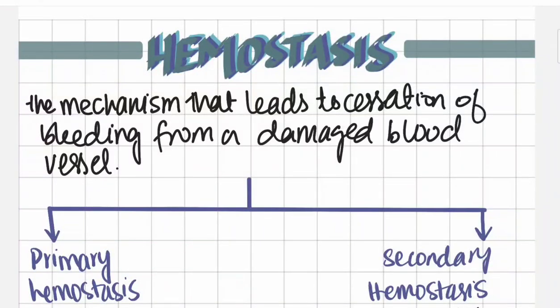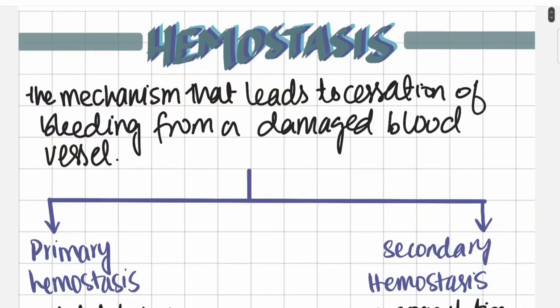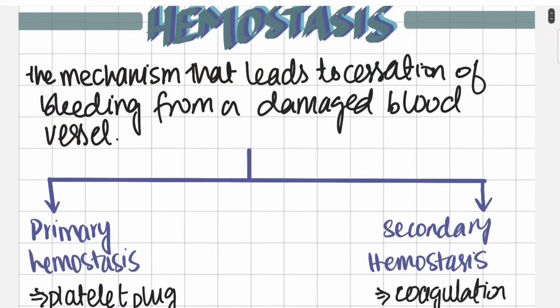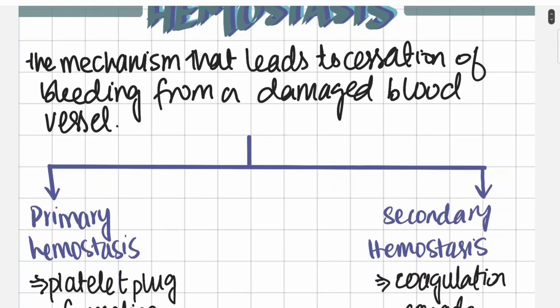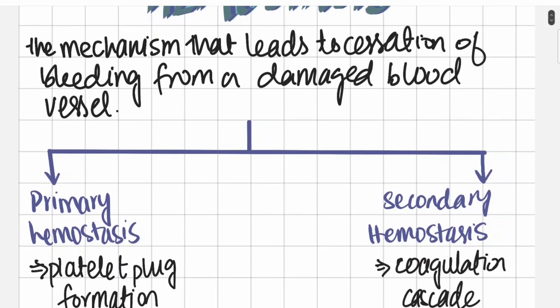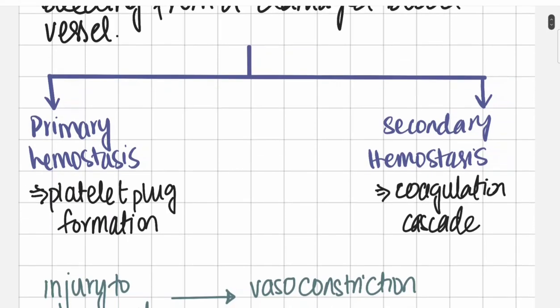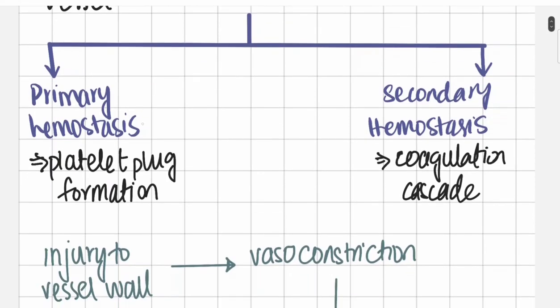We are going to talk about hemostasis and its disorders. So first, some normal physiology. We have hemostasis. It is the mechanism that leads to the cessation of bleeding from a damaged blood vessel. There are essentially two types. One is the primary hemostasis and the other is the secondary hemostasis.